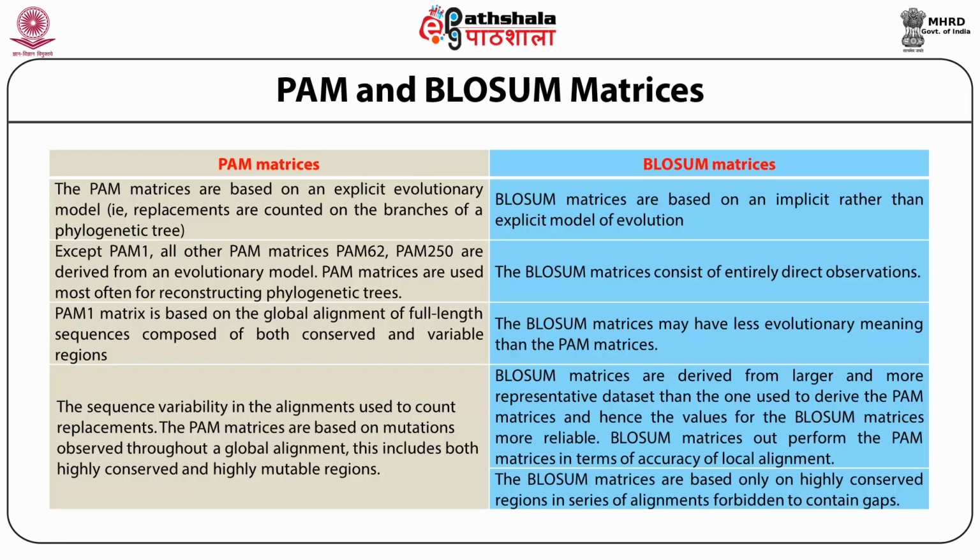Whereas the BLOSUM matrices are derived from larger, more representative data than the data used to derive PAM matrices, so the values of the BLOSUM matrices are more reliable compared to those of PAM matrices. So the BLOSUM matrices outperform PAM matrices in terms of accuracy of local alignment. The alignment is also based on the highly conserved regions in the series of alignments, which are forbidden to contain gaps.